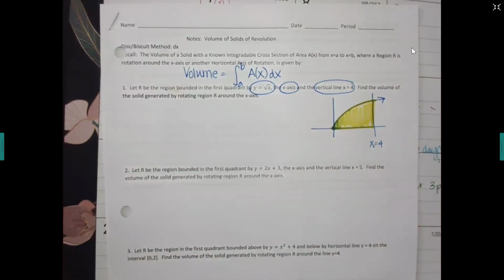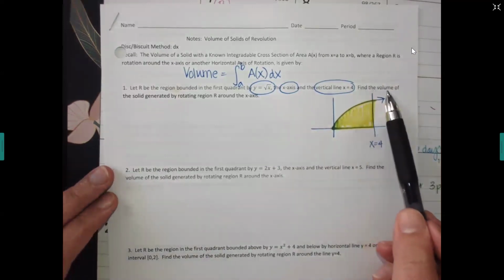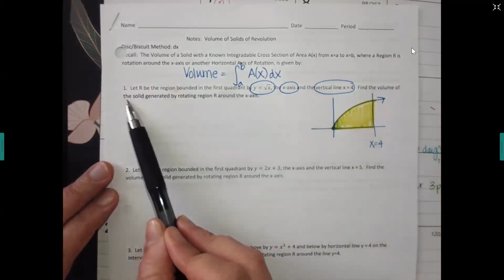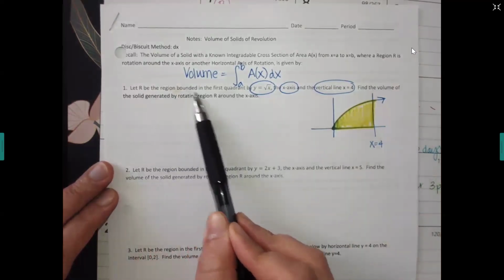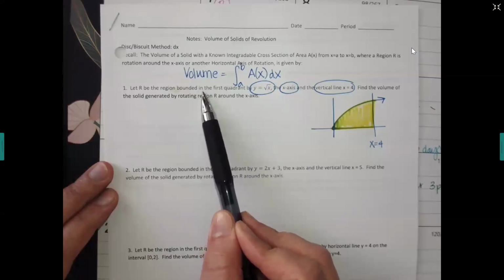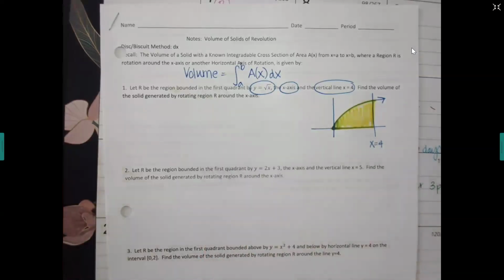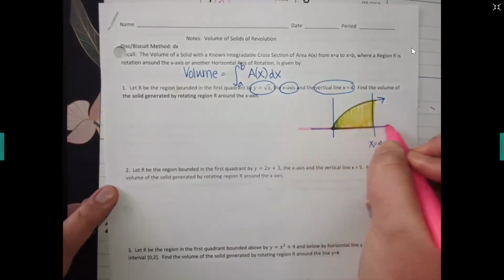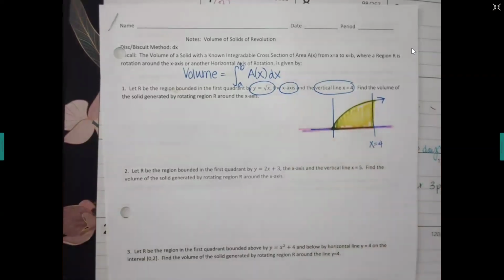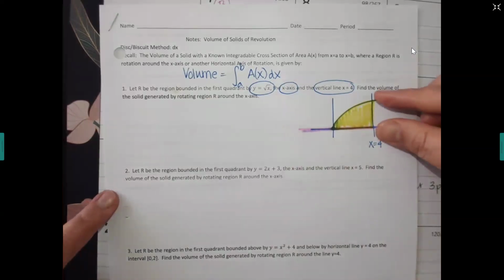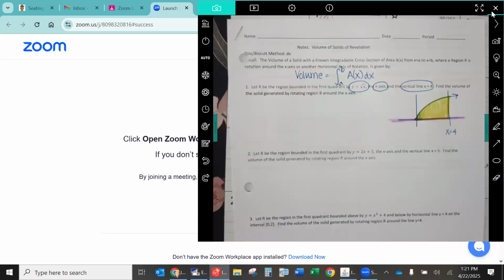Then it says we want to find the volume of the solid generated by rotating this region around the x-axis. So I want you to imagine that the x-axis is going to be the center, and then I'm going to essentially take this piece and spin it around like this so that it's going to create a solid. Before I try to draw it, I'm going to show you a little applet that I think will make it make more sense.